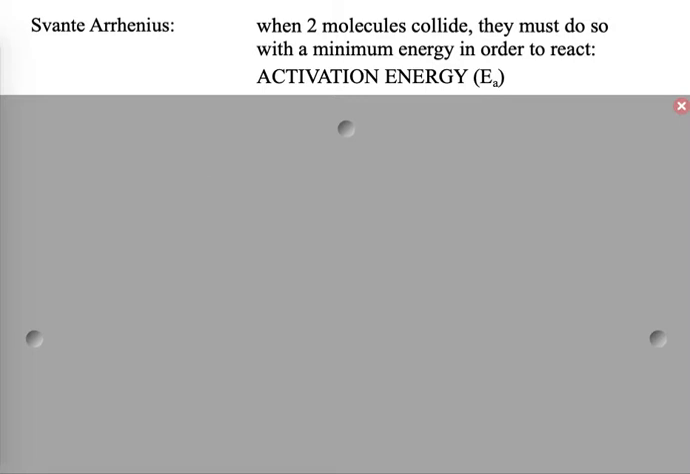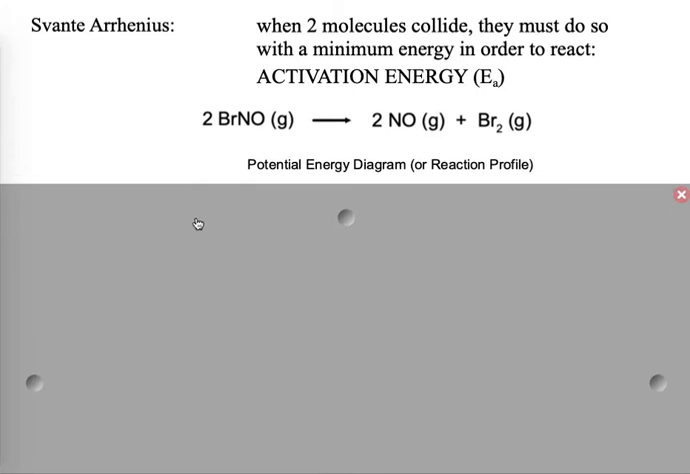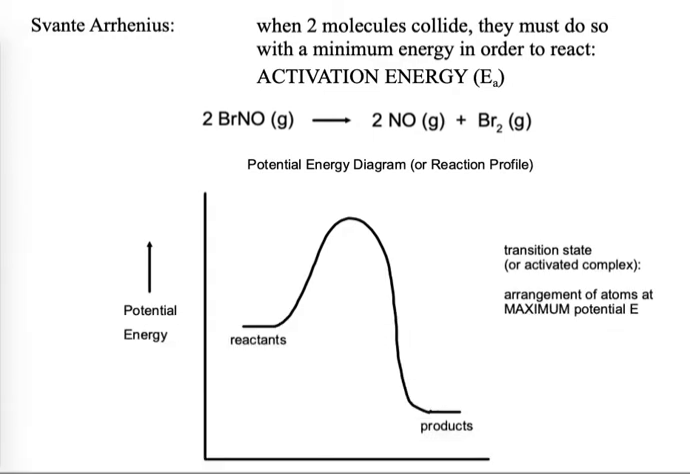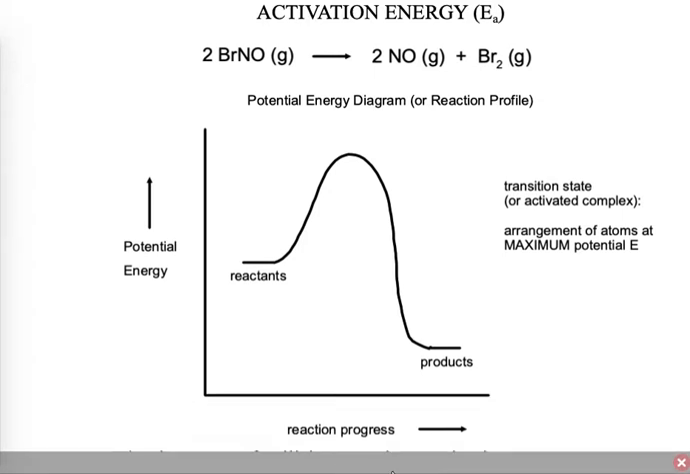Let's see what this looks like graphically. We'll consider the reaction of two molecules of nitrosyl bromide to form two molecules of nitrogen monoxide and one molecule of bromine, all in the gas phase. We can draw a potential energy diagram, sometimes also called a reaction profile, that looks something like this. We graph reaction progress on the x-axis and potential energy on the y-axis.